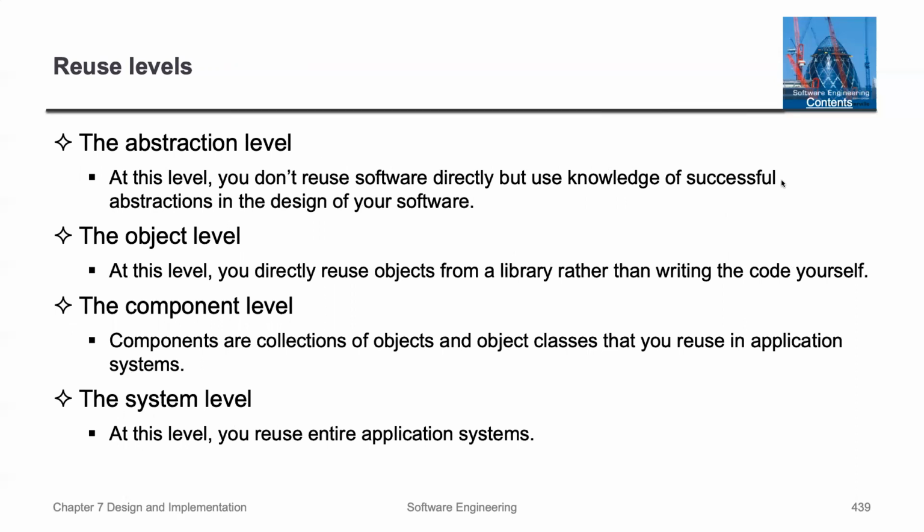For the abstraction level, at this level, you don't reuse software directly, but use knowledge of successful abstractions in the design of your software. At the object level, you directly reuse objects from a library rather than write the code yourself. At the component level, components are collections of objects and object classes that you reuse in application systems. Finally, at the system level, you reuse entire application systems.